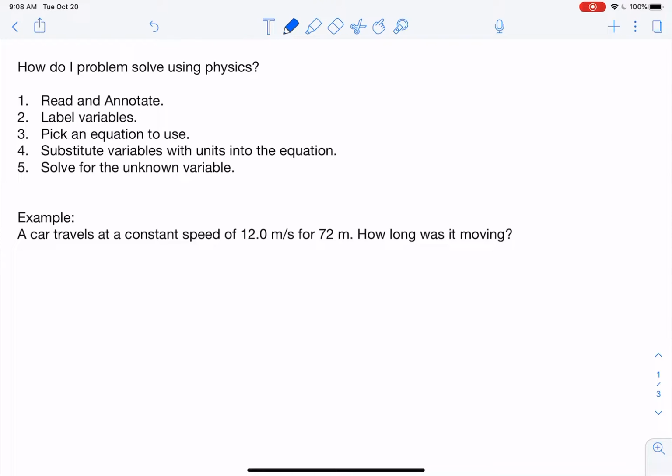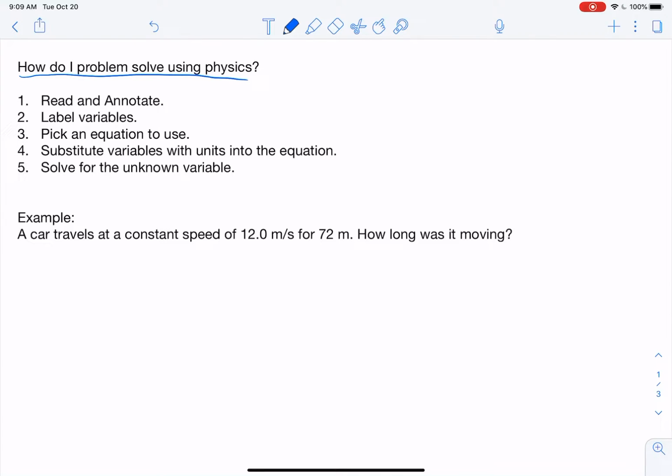So there's kind of a method that works best for learning how to solve physics problems, and this is also a really good strategy that you might want to use on, like, the math SAT, for instance. It's just a really good strategy to help you organize the problem when you get to it. So the first step is to read and annotate.